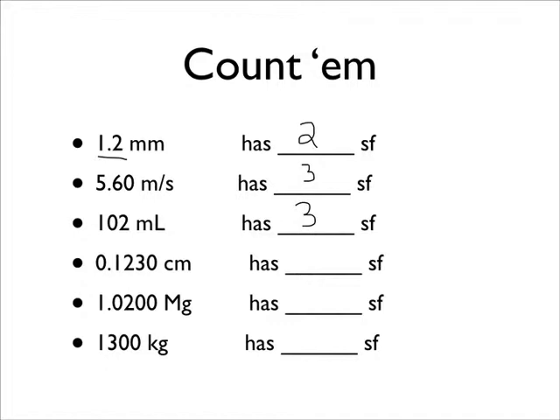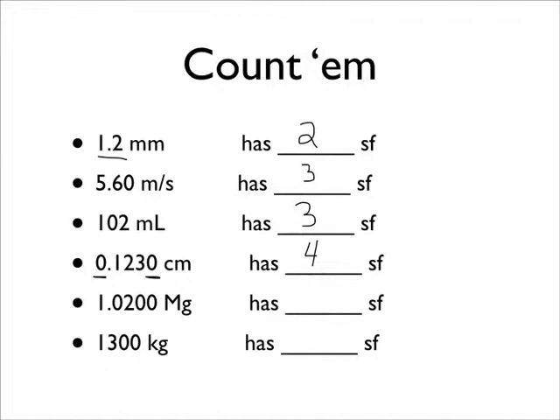Now what about 0.1230 centimeters? We've got 3 non-zero digits, and we've got 2 zeros, but they come in different spots. We have a 0 at the beginning of a number and the 0 at the end of a number. The beginning 0 is a leading 0, and leading zeros are never significant. They're simply placeholders. Then we have a trailing 0. Now that trailing 0, there's a decimal point involved, so that must be significant. So 0.1230 centimeters has 4 sig figs.